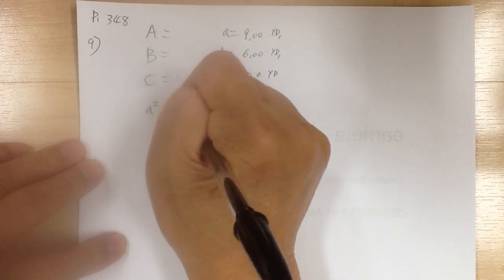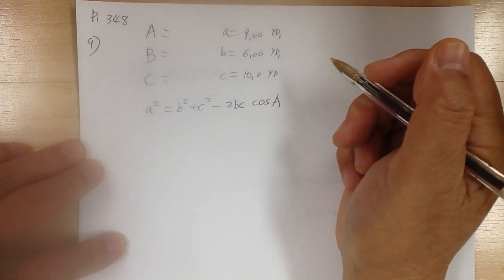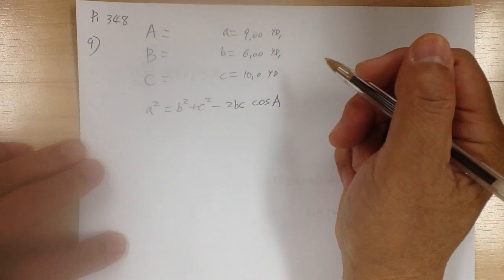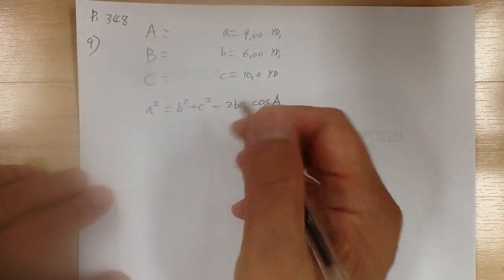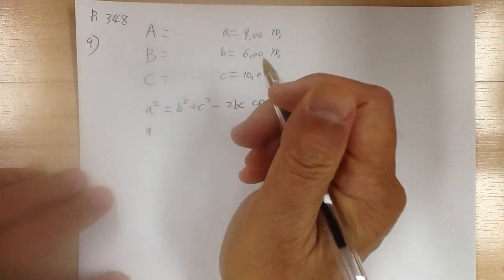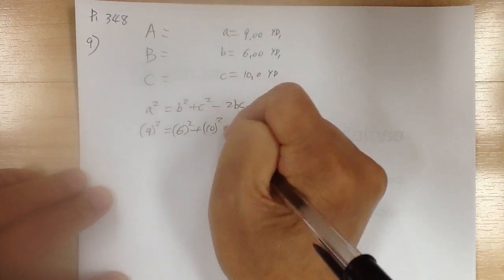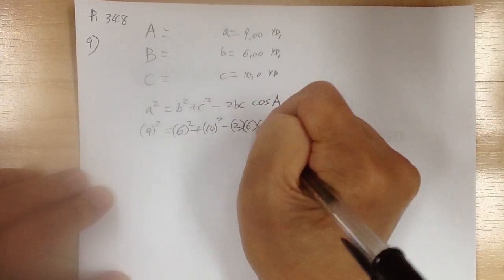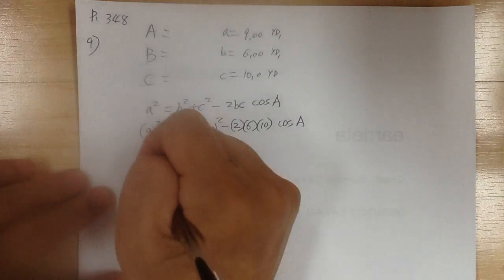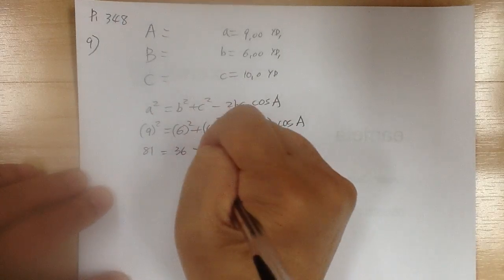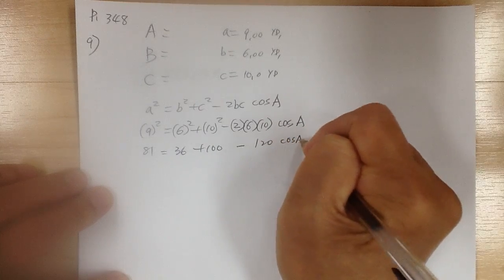So A squared equals B squared plus C squared minus 2BC cosine of A. Okay. So we need to go and substitute all the numbers in here. So you're going to get 9 squared equals 6 squared plus 10 squared minus 2 times 6 times 10 cosine of A. Okay, now you have to work out all these numbers. So you've got 81 equals 36 plus 100 minus 120 cosine of A.